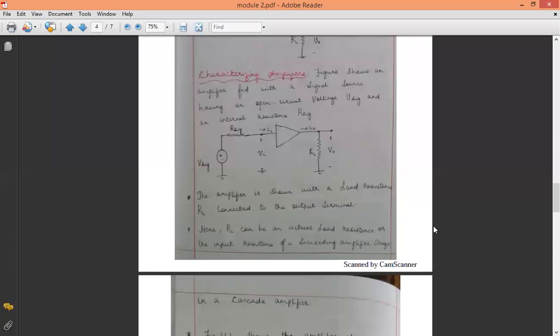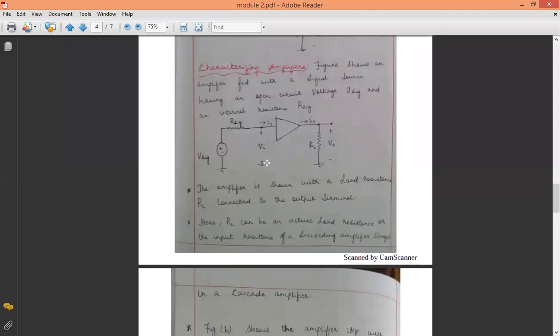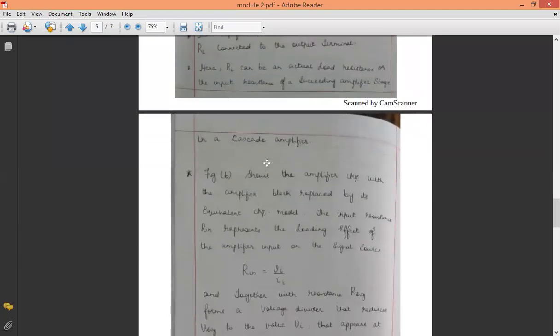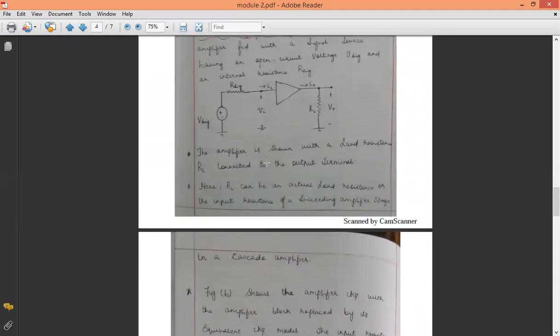Knowing the property means we have to know about the input impedance, output impedance, input gain, output gain, then overall gain, many such parameters you have to find. So let me discuss one by one. Can you see this sketch? This is V signal, R signal, VI, RL, and this is the output.